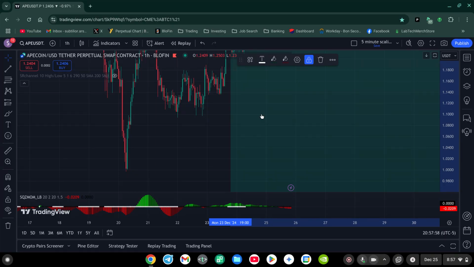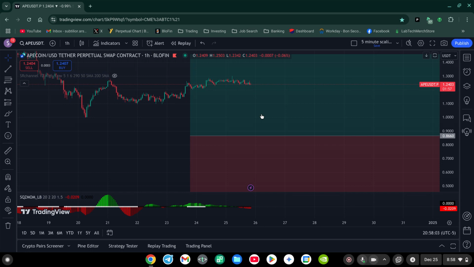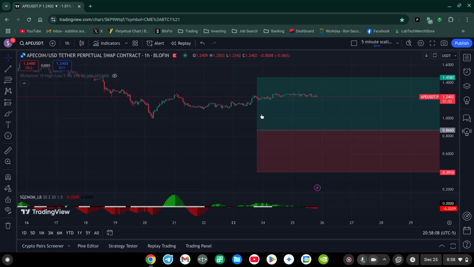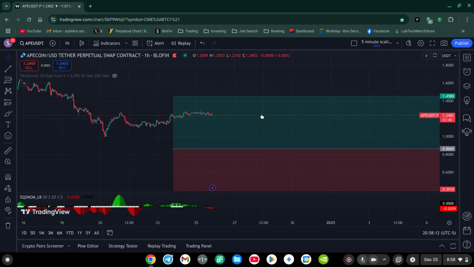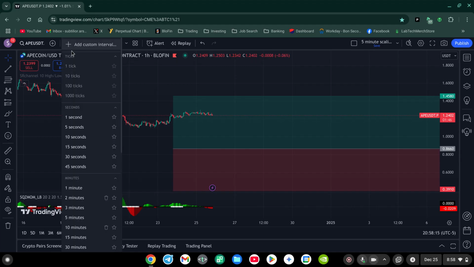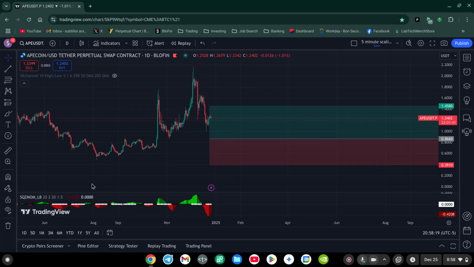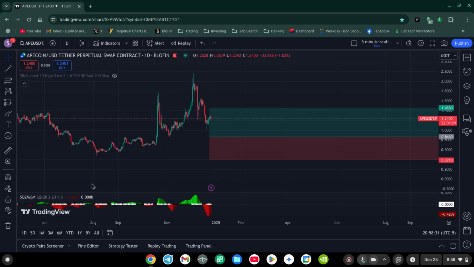Alright, so I've got a bot grid trading ApeCoin, right? And it's doing very well, very happy about it, I think. This is going to do really well, I think.